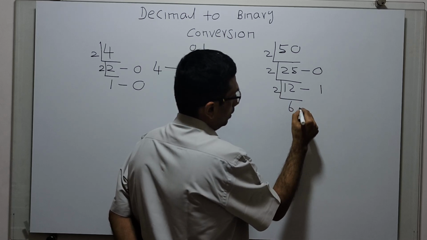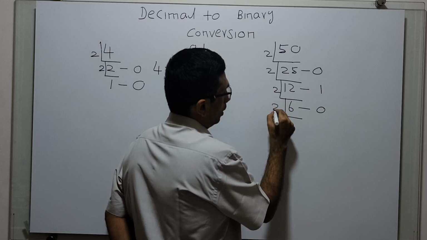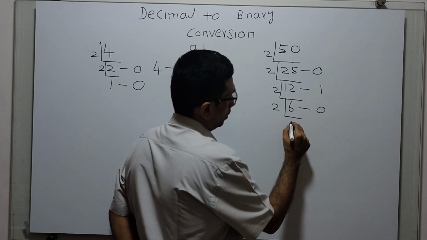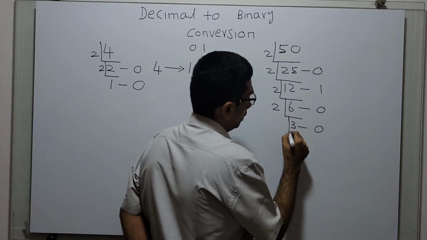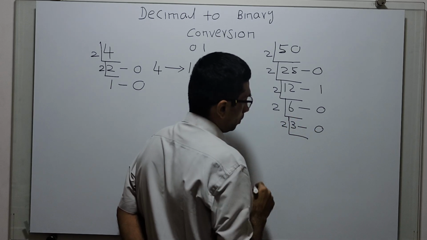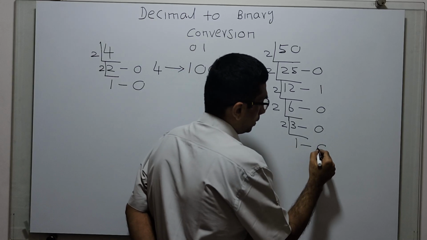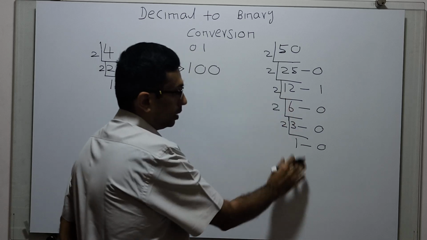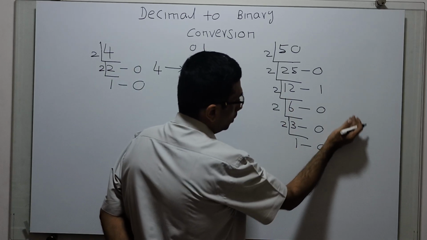This is 6. The remainder is 0. Now I am dividing 6 by 2. Quotient is 3. The remainder is 0. Now I am dividing 3 by 2. 1.5. Omit 0.5. 1. The remainder is 1. When it reaches 1, we'll stop this division and take the values from bottom to top.